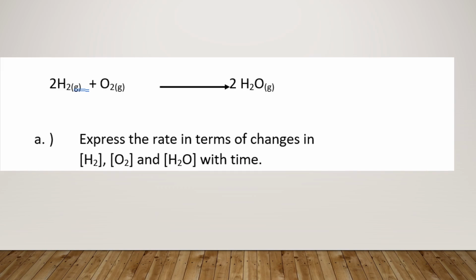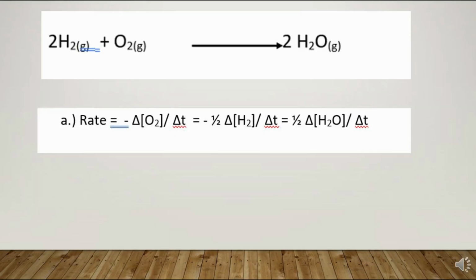Okay, now for our solution for letter A, express the rate in terms of changes in H2, O2, and water concentration with time. We would expect that the H2 and O2 concentrations are negative because they are reactants, while that of water is positive because it is a product.